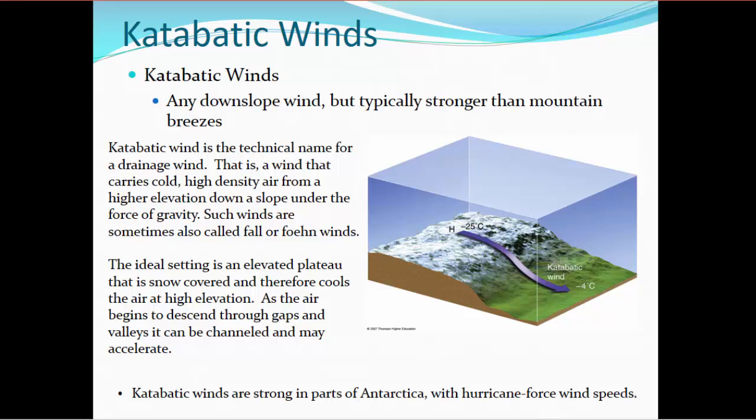Sometimes these winds are also called fall winds or Foehn winds, Foehn being a German word referring to gravity again. So the ideal setting, as you can see in the illustration, is an elevated plateau that's snow-covered and therefore cools the air at high elevation. As the air begins to descend through the gaps and the valleys at the top of the plateau, it can be channeled and can actually accelerate under the force of gravity. And these katabatic winds can be quite strong. As a matter of fact, in Antarctica, they can reach hurricane force wind speeds.